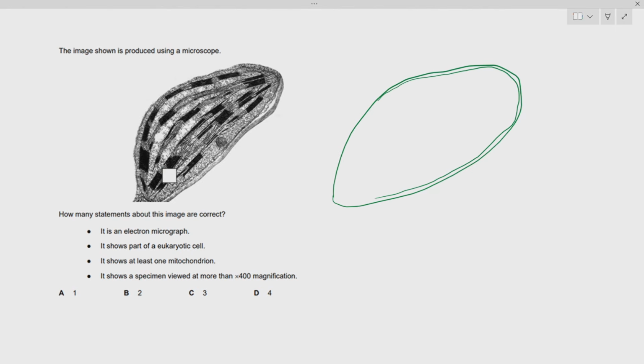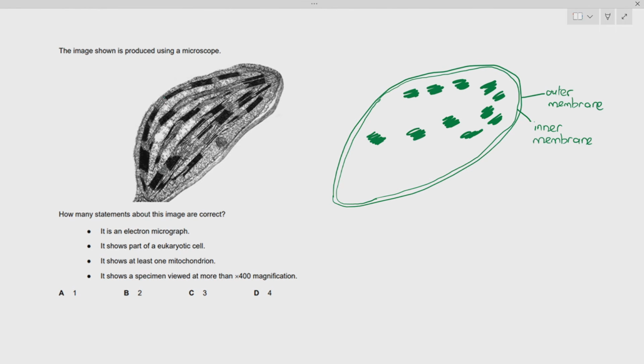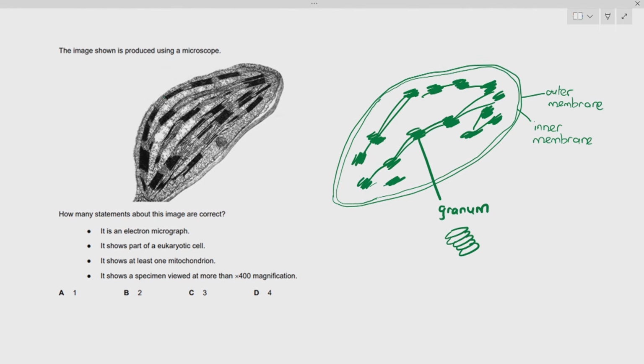Now, the first thing we have to understand here is this particular organelle over here is a chloroplast because it has the outer and inner membrane. Even though it's quite difficult to see the outer and inner membrane, it's okay because the distinct features of a chloroplast are those things that I'm drawing right now. Those are the granum, and that's where the light independent reaction happens. That's more in A2, but you do need to know that those things are referred to as granum. At least just know the name of the structure for AS.